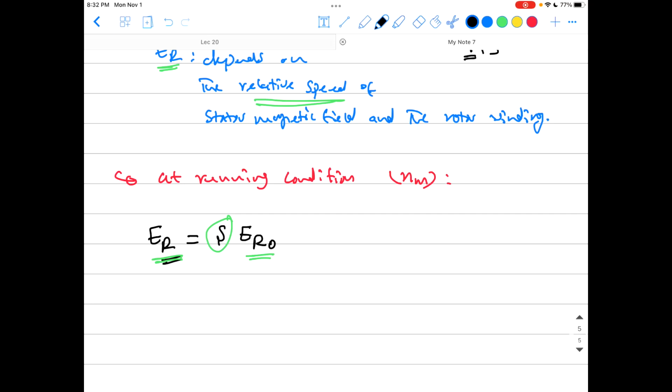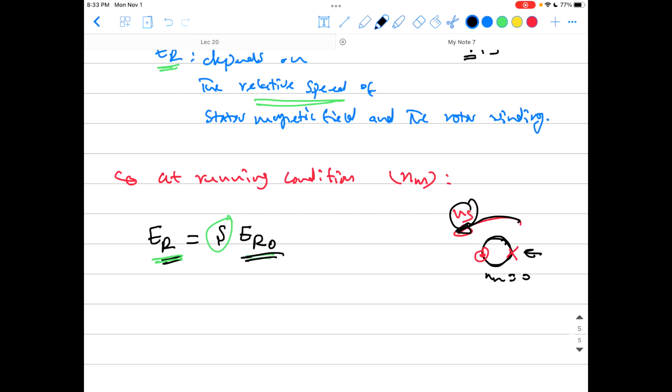Here is the magnetic field of the stator going that way at the synchronous speed, while the rotor winding is not moving at all. It's now at standstill, and Nm equals 0. So this winding on the rotor will be seeing a very big change in the magnetic field of the stator, because it is running at a very high speed, the synchronous speed. And that means you have a very high induced voltage, which is ER0.